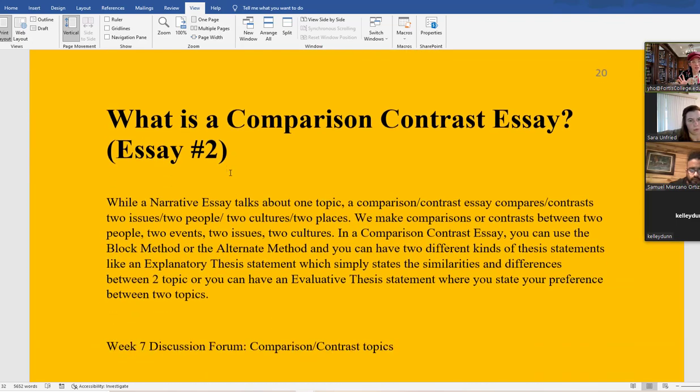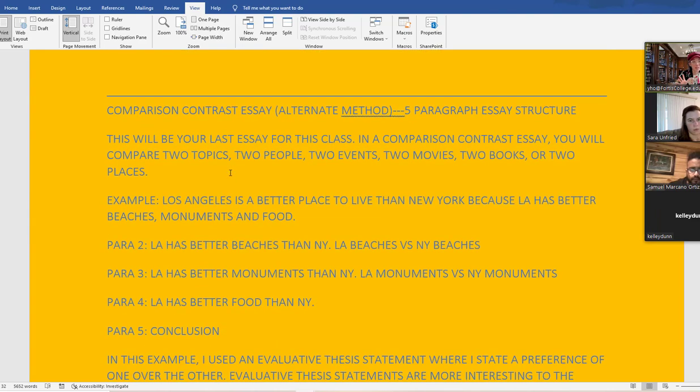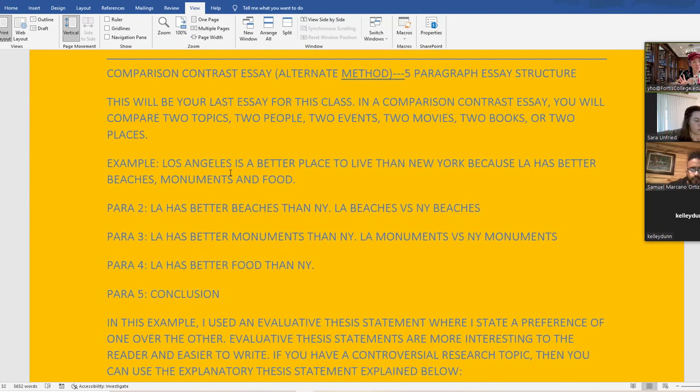So I'm just going to go right into what is a comparison contrast essay. A comparison contrast essay is when you compare two things. And so here I have: Los Angeles is a better place to live than New York because Los Angeles has better beaches, monuments, and food. So then you would have: why is Los Angeles a great place to live?